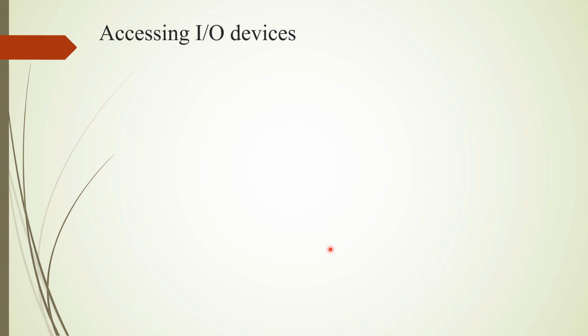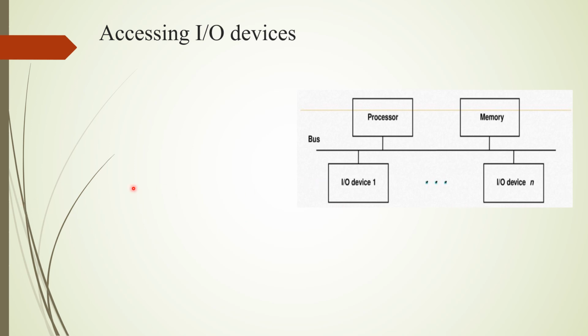Now we'll analyze how the IO devices are accessed. Consider a diagram. Here it is very clear that the processor, memory and a number of IO devices are connected together with a single bus. The IO devices can be designated as IO device 1, IO device 2, IO device 3, and so on up to IO device N. N number of devices can be easily connected to the computer system with a single bus structure.